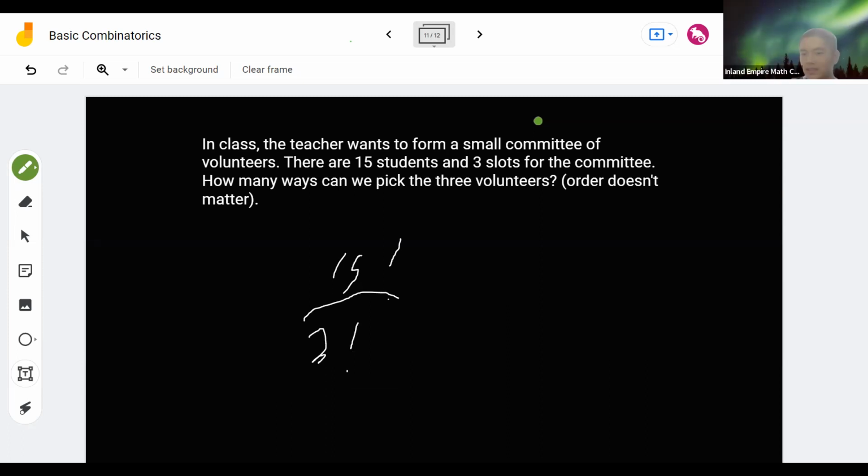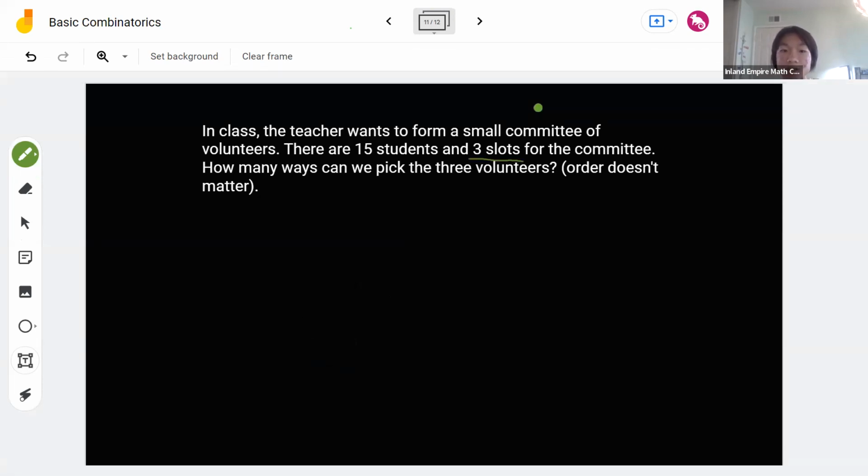That's actually an excellent observation based on what we just learned. The bottom part is absolutely correct, but I'm not really sure about the top part. Are you sure it's 15 factorial? Remember that we're only choosing 3 volunteers. Well, there are 15 students, but we got to keep in mind how many we're choosing, right? So this is sort of a culmination of all the stuff we learned earlier. How many people are picking? We're only picking 3 slots. So how many would be on top?